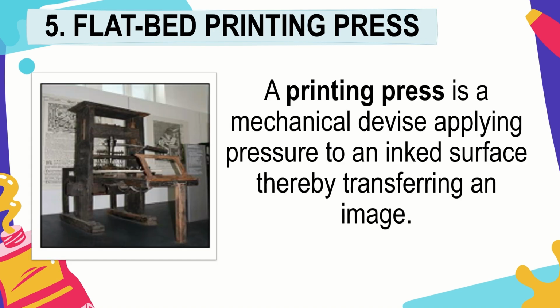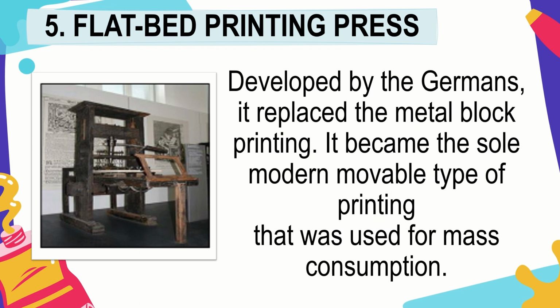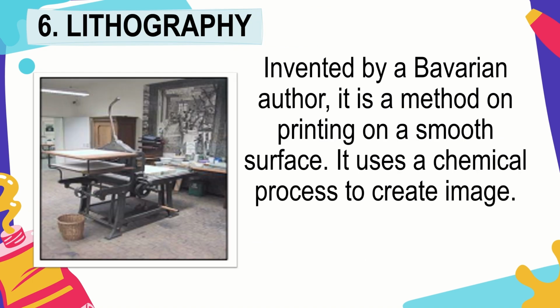Next, we have the flatbed printing press. A printing press is a mechanical device applying pressure to an ink surface, thereby transferring an image. Developed by Germans, it replaced the metal block printing. It became the sole modern movable type of printing that was used for mass consumption. Number 6, lithography. Invented by a Bavarian author.